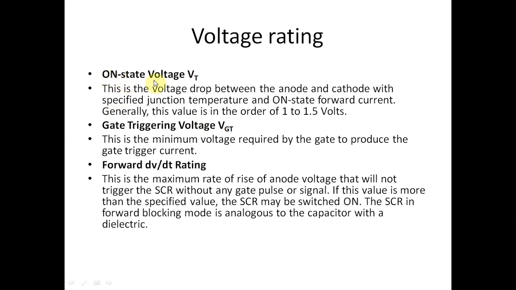First one is the on-state voltage VT. This is the voltage drop across the SCR in the on-state. By using the on-state voltage, SCR will be turned on. This is the voltage drop between the anode and cathode at a specified junction temperature and on-state forward current. By using on state, SCR will be in turn on or conduction mode.